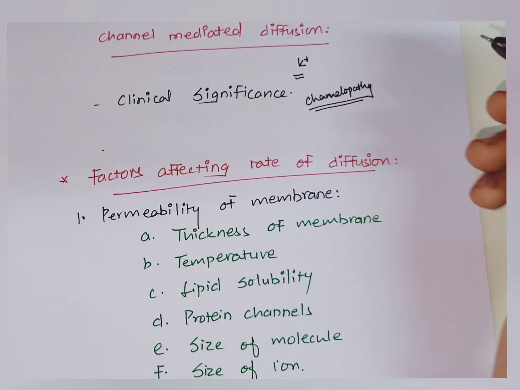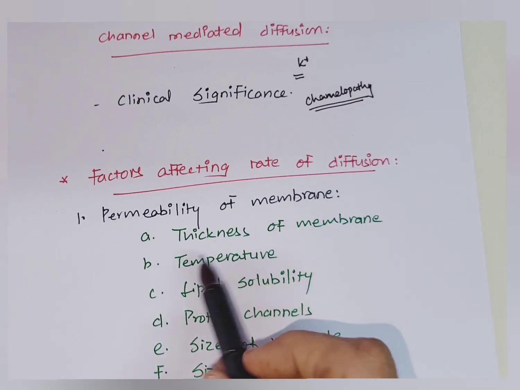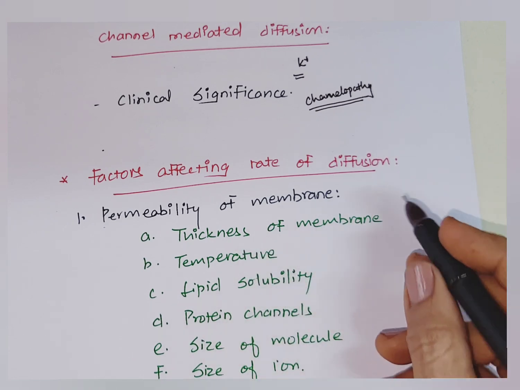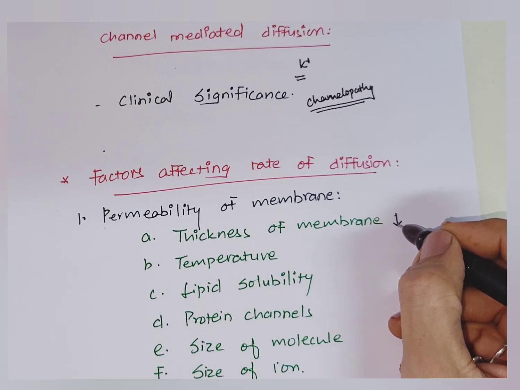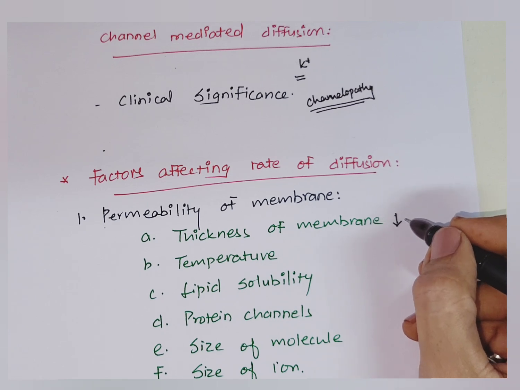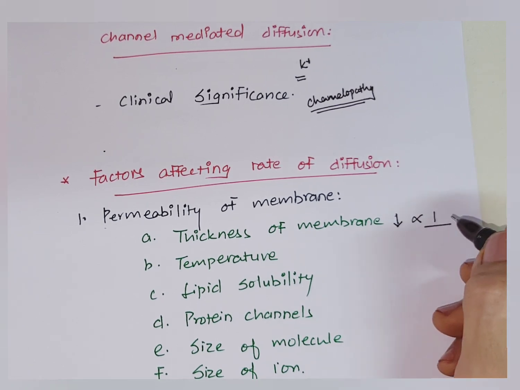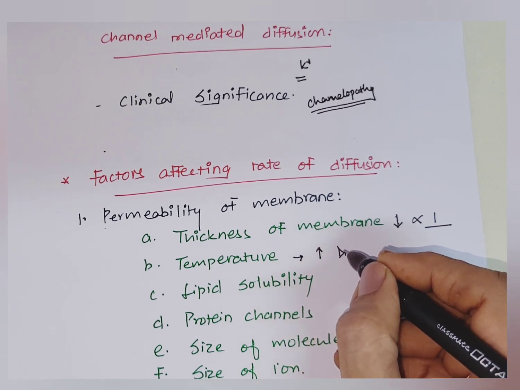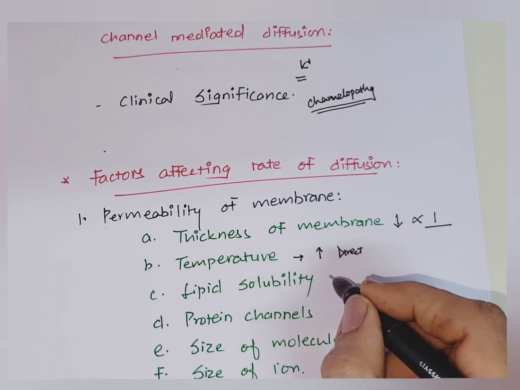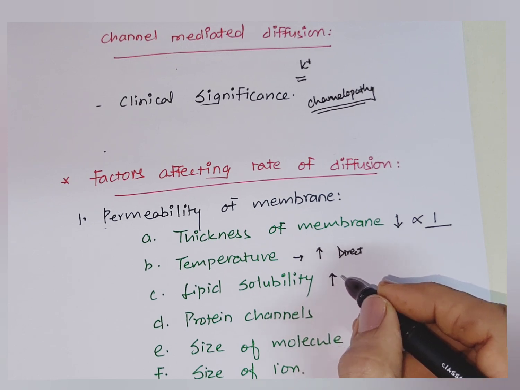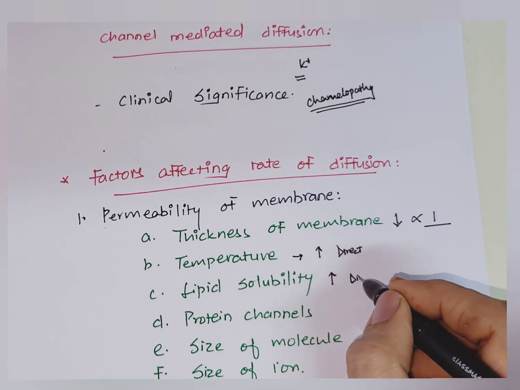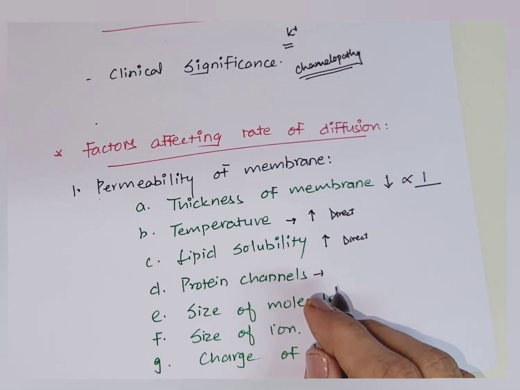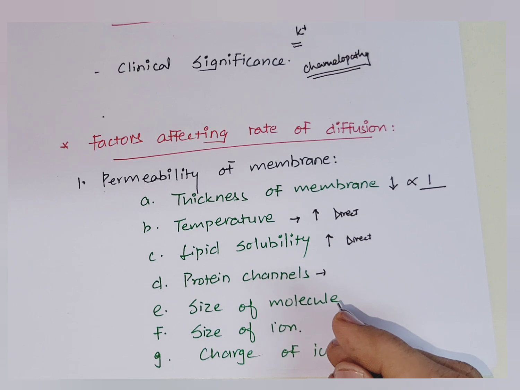Now various factors are affecting the rate of diffusion. Number one is permeability of the cell membrane, which includes thickness of the membrane. If the membrane is thick, the rate of diffusion decreases. So this you can see is inversely proportionate. Then temperature: increased temperature, increased rate of diffusion, so directly proportionate. Lipid solubility: increased lipid solubility, increased rate of diffusion, directly proportionate. Protein channels: the more the protein channels, the more will be the diffusion rate. Okay, so that is directly proportionate.